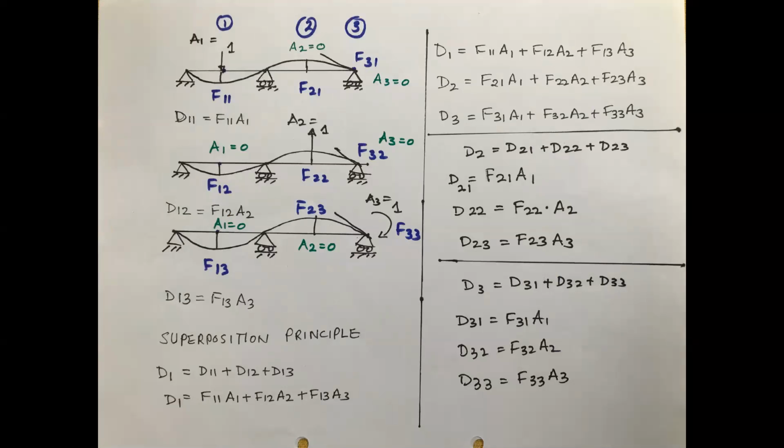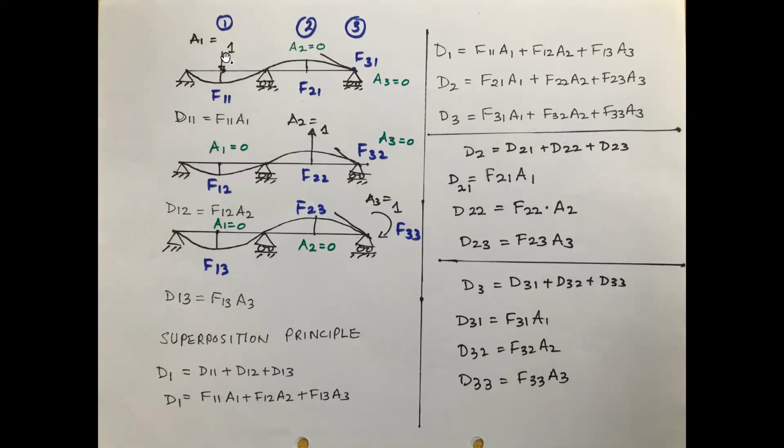in the first diagram you have seen that A1 is equal to 1, and A2 and A3 are 0. The second diagram relates to generating flexibility coefficients when A2 is equal to unit and A1 and A3 are made 0. And third, the moment is applied as unit value, where you can generate the flexibility coefficients F13, F23 and F33.